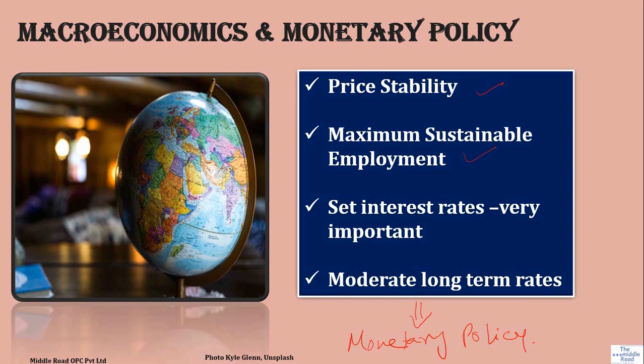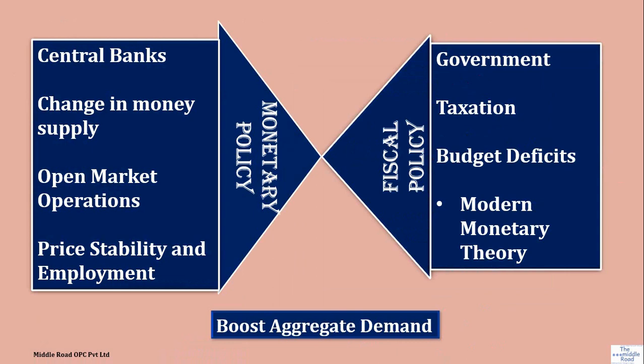Now this is very important. We'll understand when the central banks try to moderate long-term rates. They do it by buying and selling of long-term bonds, usually buying of long-term bonds when we talk about asset purchases or quantitative easing. We are talking about monetary and fiscal policy, but we are only going to be talking about monetary policy here. Fiscal policy is something which I've already talked about.